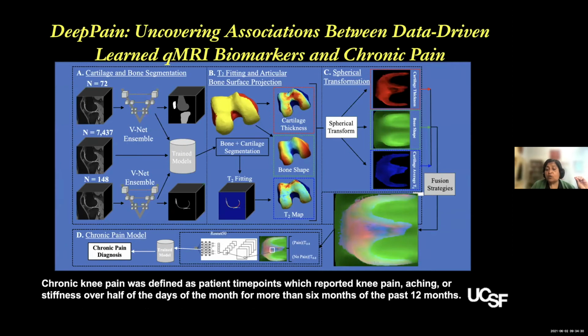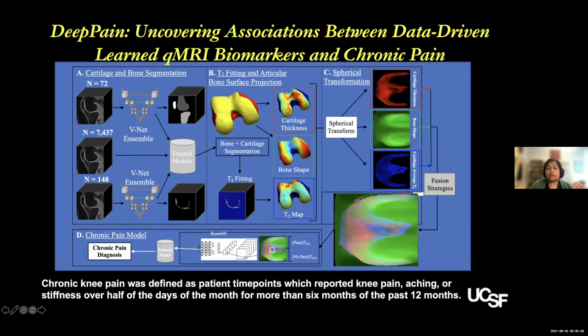Moving forward, what has been done with this by Valentina's team and Alejandro Morales, one of the graduate students who's just graduated, is basically linking some of these quantitative biomarkers to chronic pain. Chronic pain in the Osteoarthritis Initiative was defined as patients who reported knee pain, aching, or stiffness over half the days of the month for more than 6 months within the 12-month window. So this was the kind of data that was possible to be extracted using artificial intelligence and looking at these data sets. The team was able to segment cartilage and bone.